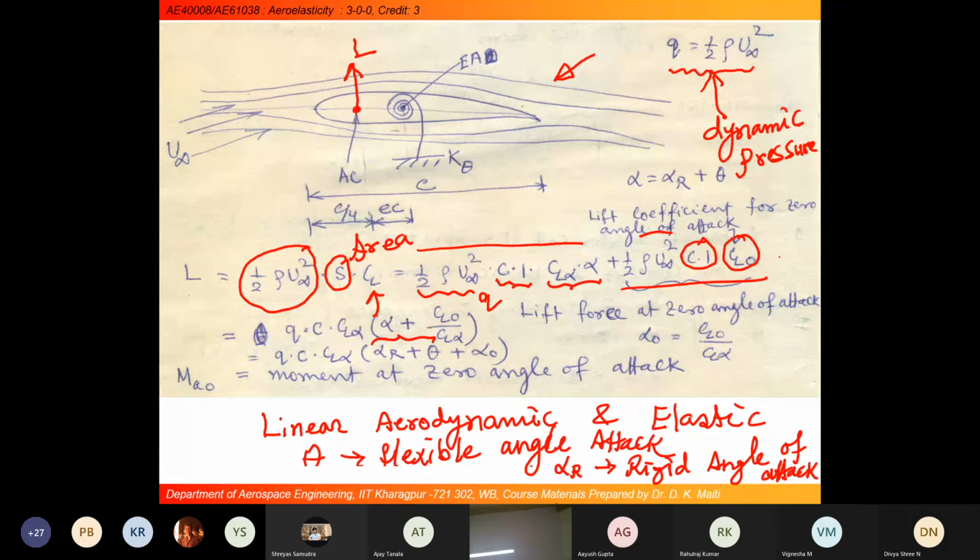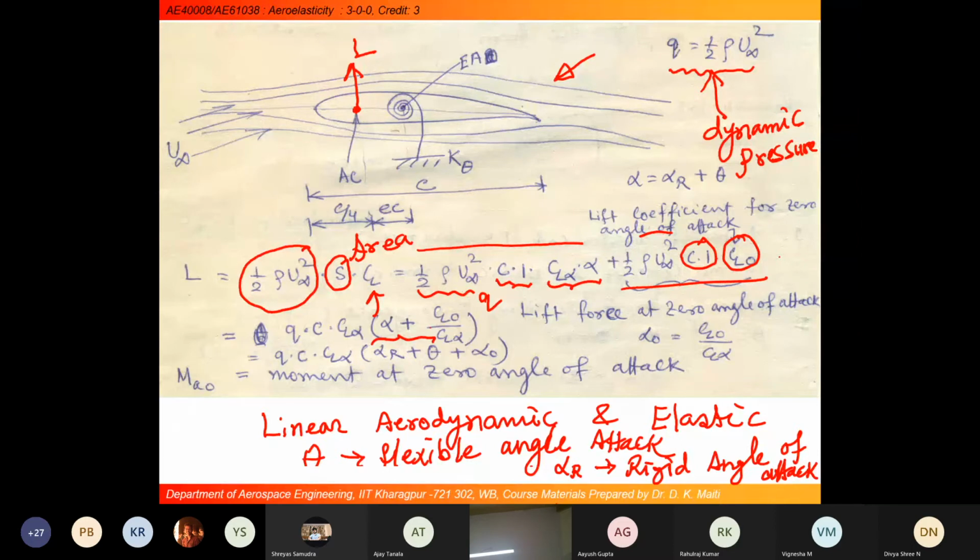In addition to alpha r of 5 degree, whatever additional rotational deformation there is, I am calling the flexible angle of attack. Is it clear? Flexible angle of attack can also be negative, right? Yes, it can be negative also. But as per our usual convention, when theta is positive, the torsional rotation will be in the upward direction. If it is negative, then it will be in the downward direction.